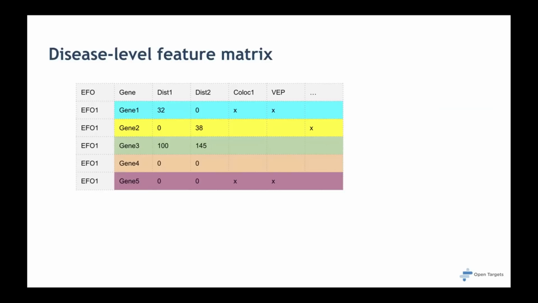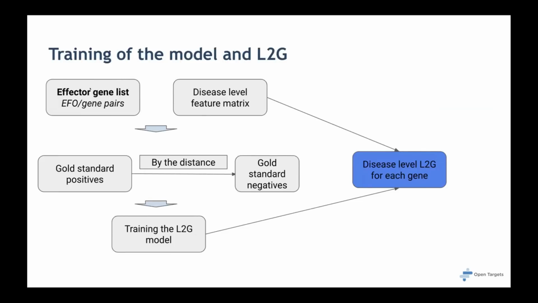But again, returning to our previous question, how can we apply machine learning to this? Having this matrix, it's actually quite simple. If we have an effector gene list, which for us is basically just EFO gene pairs with an established known association between a gene and a particular disease, you can join it with the disease level feature matrix. If you find this EFO gene pair in your matrix, it is going to serve as what we call a gold standard positive, something that we are actually trying to predict.